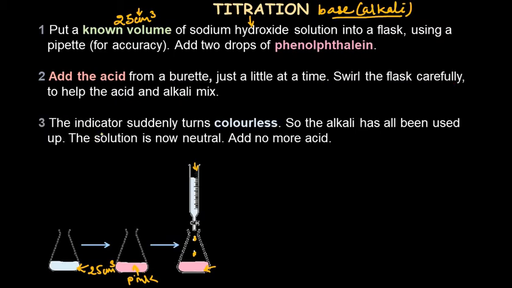Then a point will come where a small drop of the acid will suddenly turn the indicator colorless. So the alkali has been used up and the solution is now neutral. This is what is indicated by the change in color. Our color changed from pink to colorless because we have used the indicator phenolphthalein. The color change may be different for a different indicator, but for phenolphthalein it's pink in alkali and it will turn colorless when the solution turns neutral.